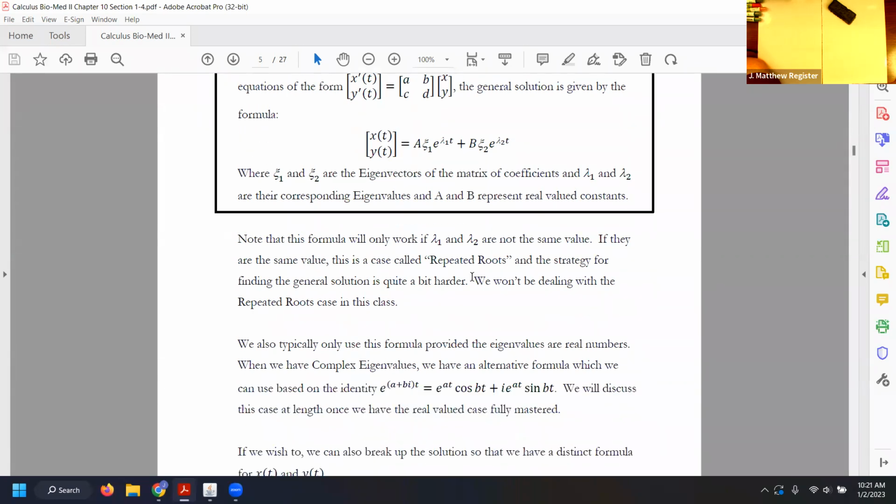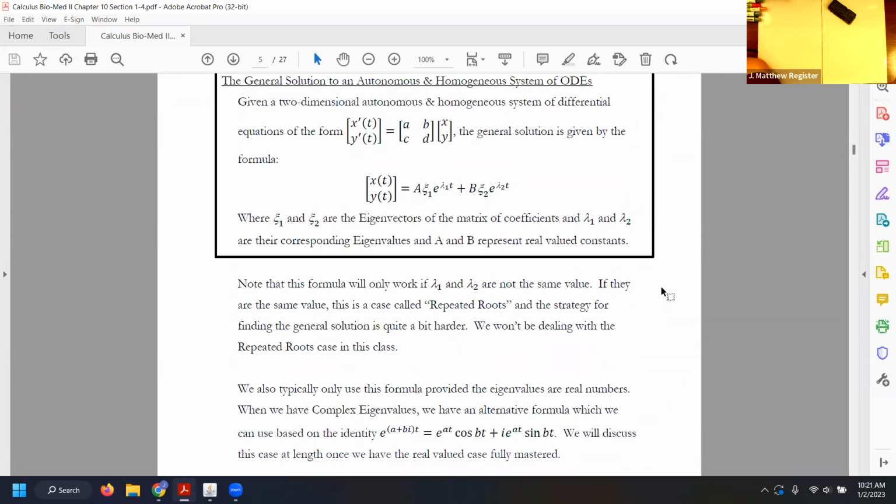Note that this formula will only work if lambda 1 and lambda 2 are not the same value. If they are the same value, this is a case called repeated roots, and the strategy for finding the general solution is quite a bit harder. We're not going to be dealing with that, and so that's a good thing. We also typically only use this particular formula provided the eigenvalues are real numbers.